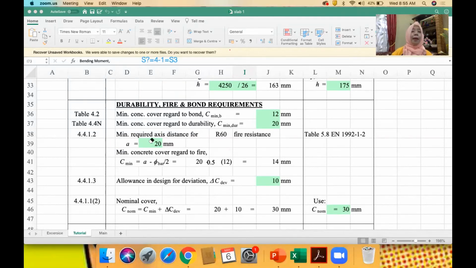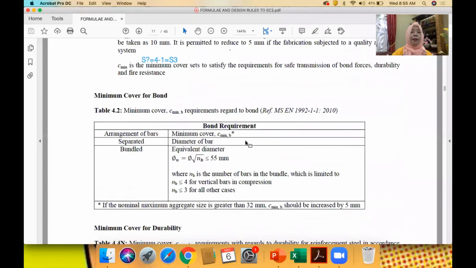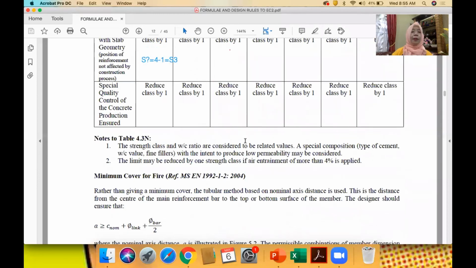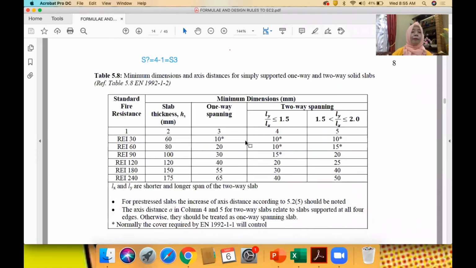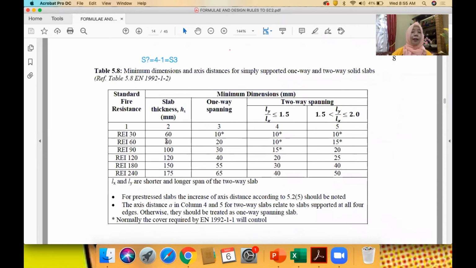Okay, minimum axis dimension for R60. So where did we get here? Okay, now look at the formula here just now. For R60, the one-way spanning slab is 20 here. The value is 20 here.